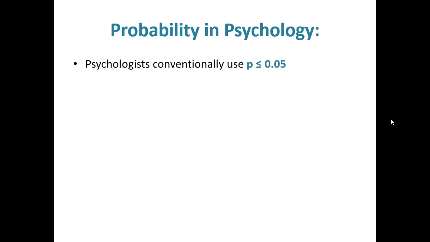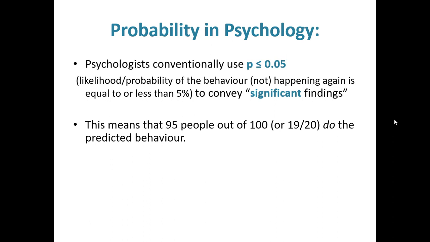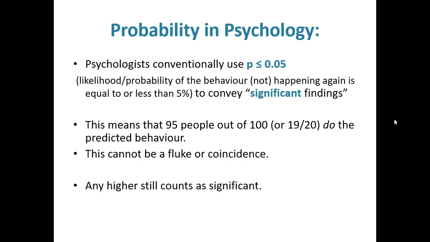In psychology, psychologists tend to use a probability of less than or equal to 0.05. This means that the probability of the behaviour happening again is equal or less than 5%. So a finding is significant if there is a probability of 5%. If you get a result that's higher than this, it could still be significant, but this is the level that psychologists look for.